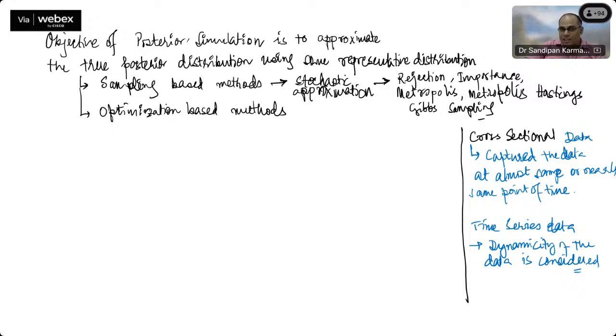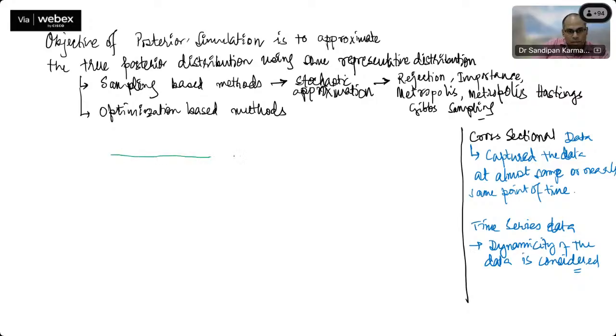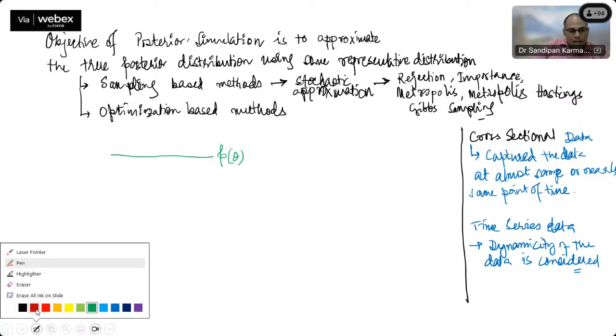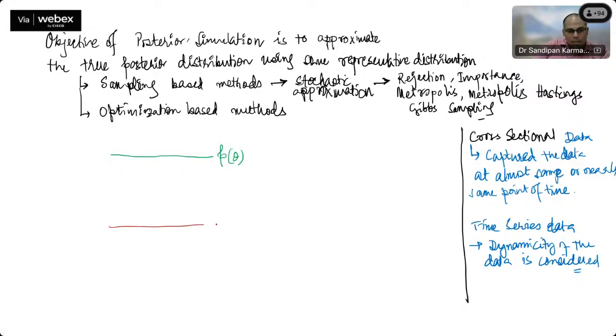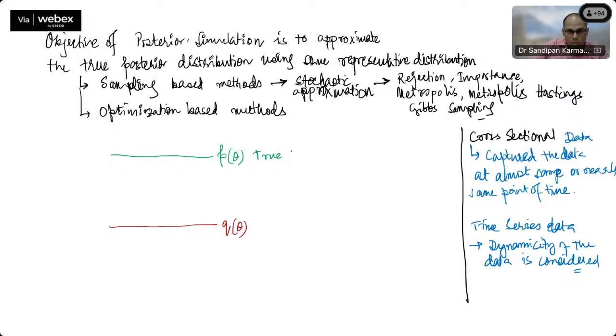Now almost the same concept is being used in variational inference, but here in a different way. So what is that different way? Suppose this is my true posterior, that is p theta, and I am assuming that this true posterior can be approximated by this particular q theta. So this is the true posterior.